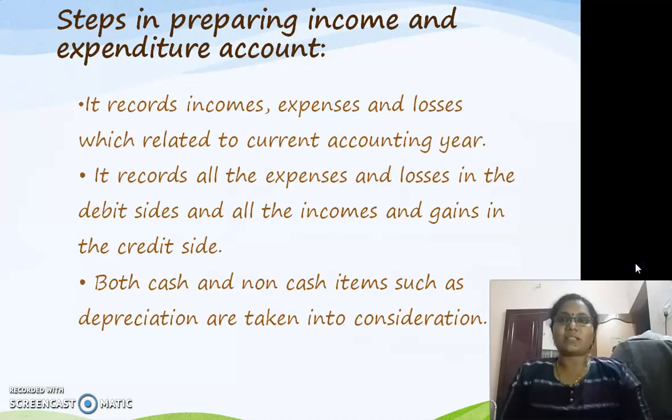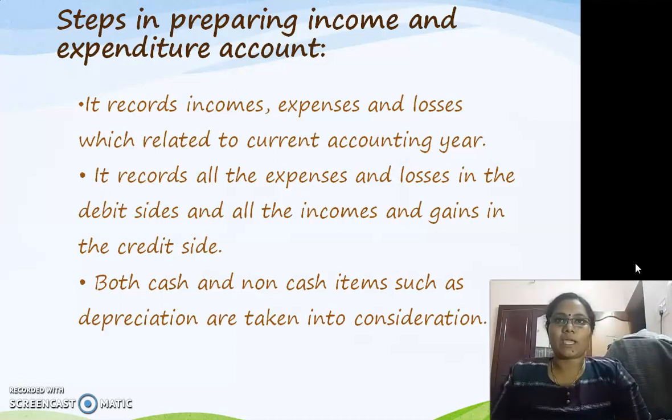Next, we are going to see the steps in preparing the income and expenditure account. It records the income, expenses, and losses which are related to the current accounting year. It records all the expenses and losses on the debit side and all the incomes and gains on the credit side. Both cash and non-cash items such as depreciation are taken into account. After preparing this, we'll prepare the balance sheet.